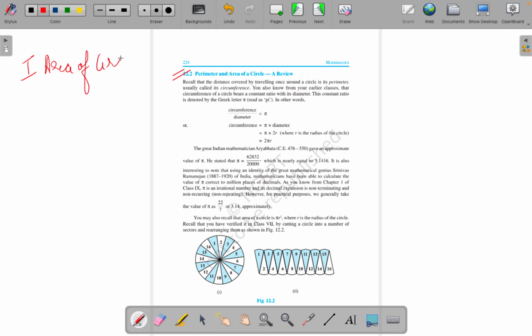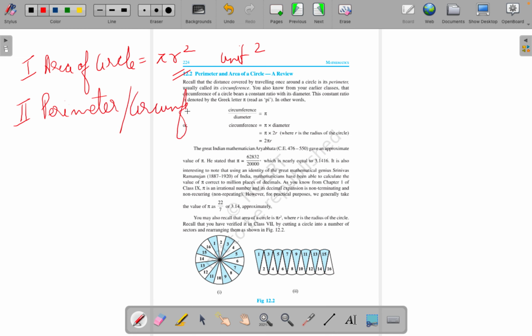So area of circle, as we know, is pi r square, where r is the radius, and obviously it is measured as unit square. The second formula which we know is the perimeter, or also known as the circumference. Circumference of the circle, that is 2 pi r.